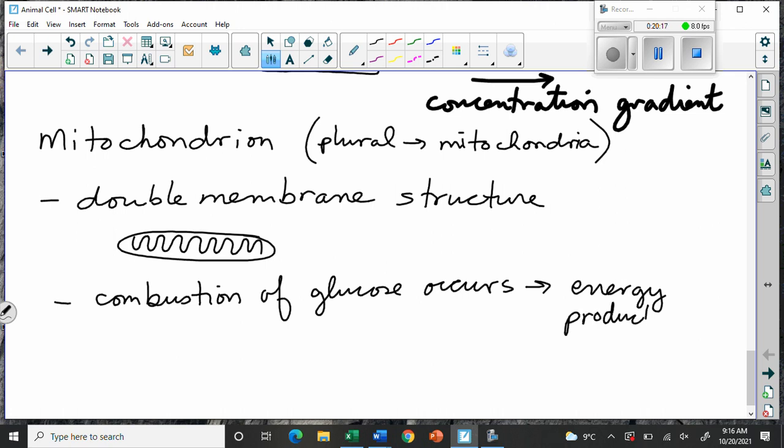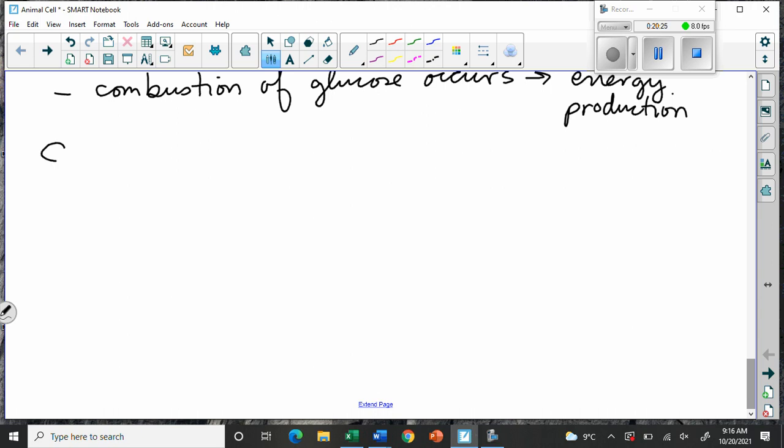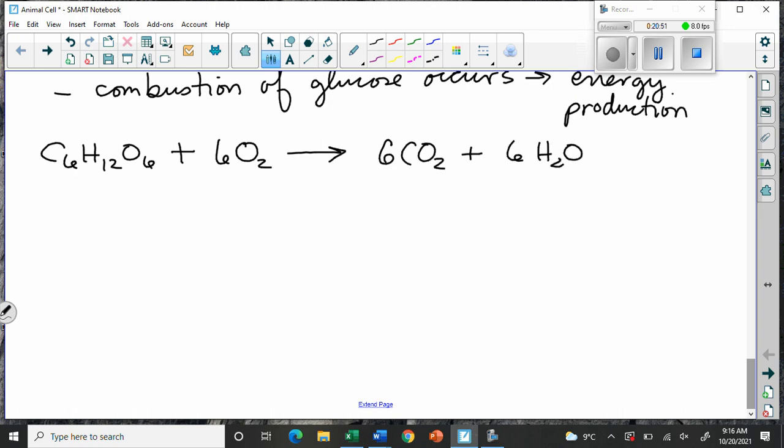That's its role. And of course, the way it does that is by using the famous equation where it takes glucose, C6H12O6, and we get that through eating, right? And then it adds to that 6 molecules of oxygen gas, which we get through breathing, and then it converts those in a very complicated process into 6 carbon dioxide molecules and 6 water molecules. And in the process, it releases energy.